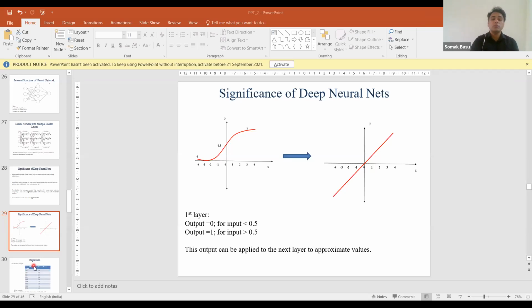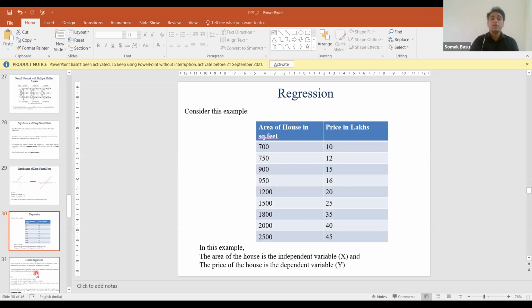And now let's move to a different topic called regression. This is not that complex mathematically, maybe it's a little simpler compared to neural nets.